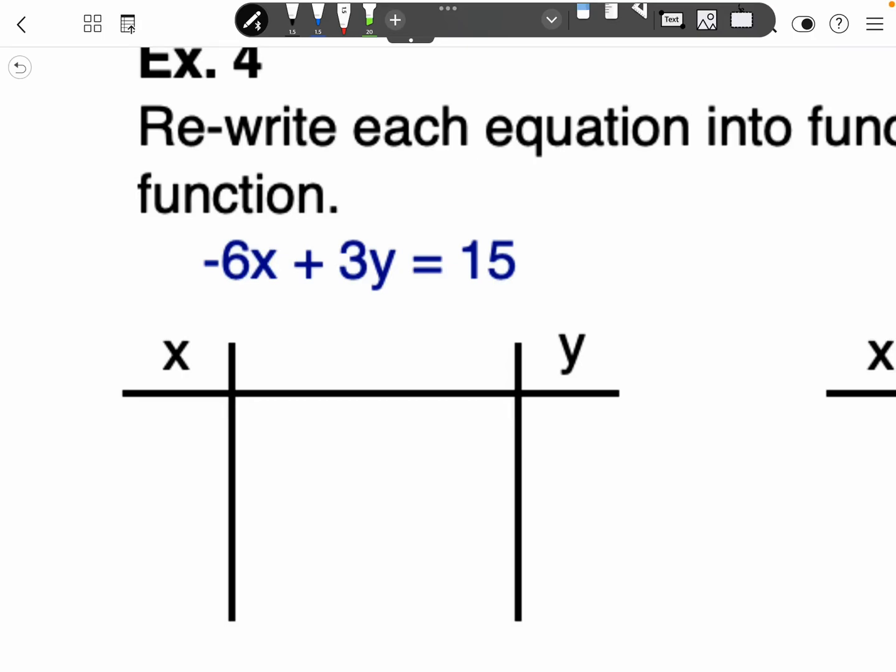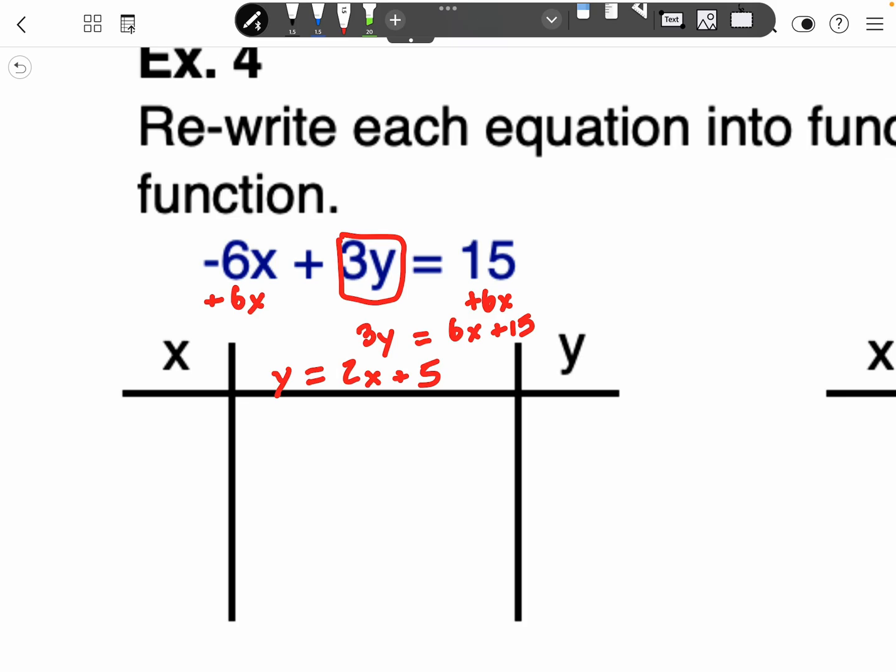All right, so we're going to start on example 4 here. If you notice that y is not by itself, you can write this off to the side, but we're going to solve for y. So it's plus 6x. So I have 3y equals 6x plus 15. And then we divide by 3, and we're going to get y equals 2x plus 5 is our equation.